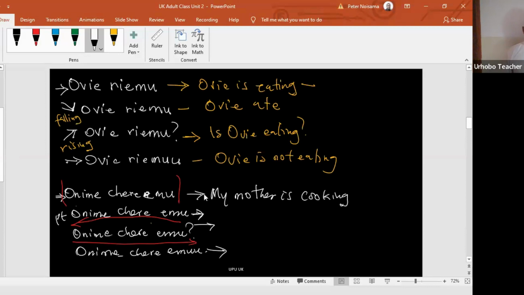In the past tense, put the sound "re." Okay? So onime chere mure. Once you say onime chere mure, it means that it is a past participle. So, my mother has finished cooking: onime chere mure. I use that for many people too. It's a cheat code. Like ovierie mure, Ovie has eaten.